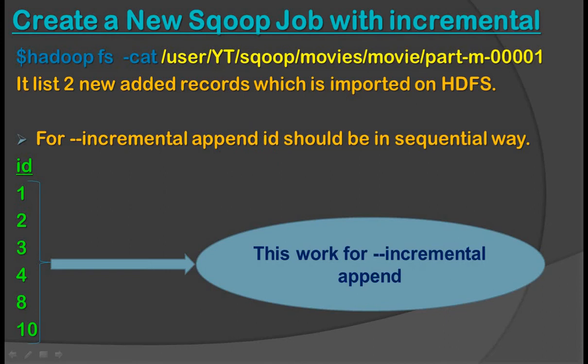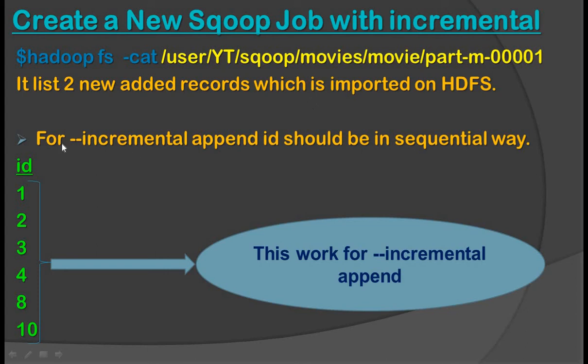So if we want to see the output of this part file, we can write hadoop fs -cat /user/yt and then the path of this file, and it will list the two newly added records which were imported onto the HDFS. So this way we can import two newly added records, or any newly added records, to HDFS.